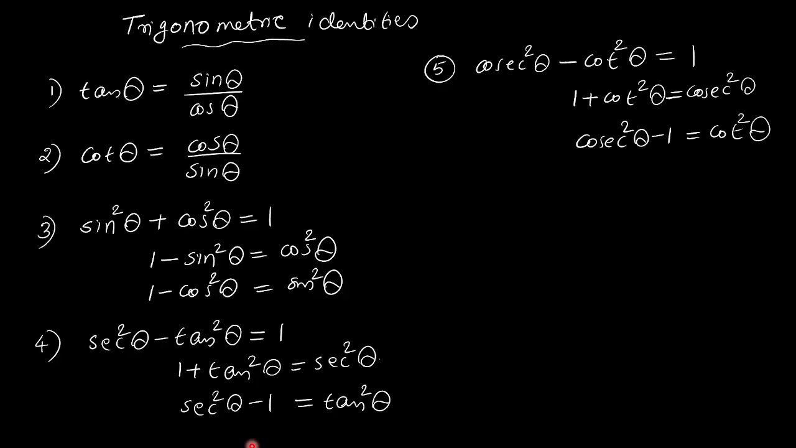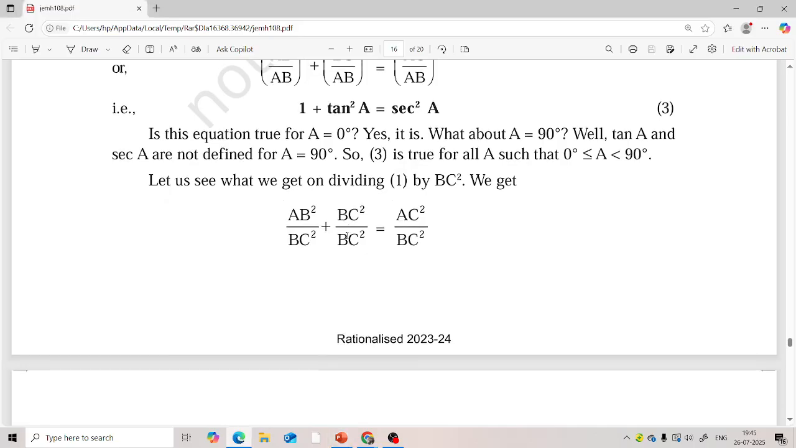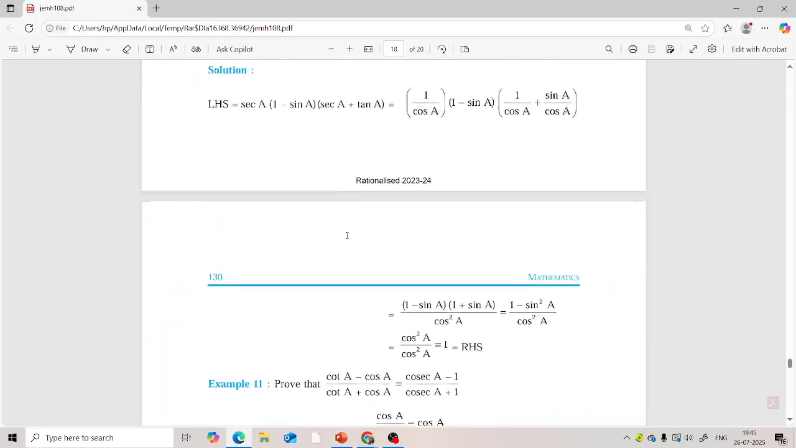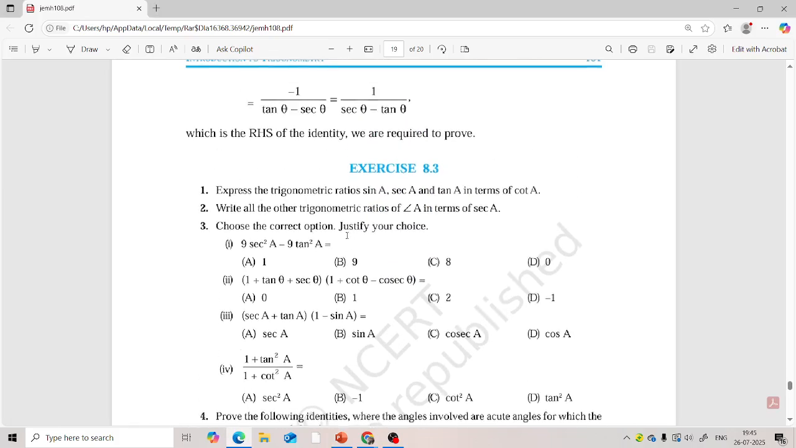You need not worry about the proof. It will not be asked in the exam. So I am going to discuss the difficult questions which are there in the third exercise. Third exercise, it is the last exercise.